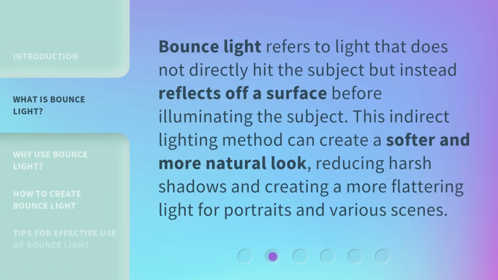Bounce light refers to light that does not directly hit the subject but instead reflects off a surface before illuminating the subject. This indirect lighting method can create a softer and more natural look, reducing harsh shadows and creating a more flattering light for portraits and various scenes.